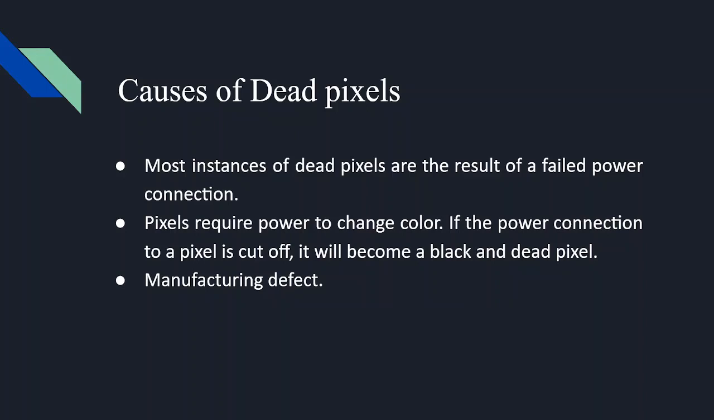But what causes dead pixels? Pixels require power to define their intensity and to bring out colors on the screen. So in most cases, dead pixels are a result of failed power or a failed power connection, because pixels require power to change color. If the power connection to the pixel is cut off, then it will become black. And the most fundamental cause of dead pixels is a manufacturing defect.